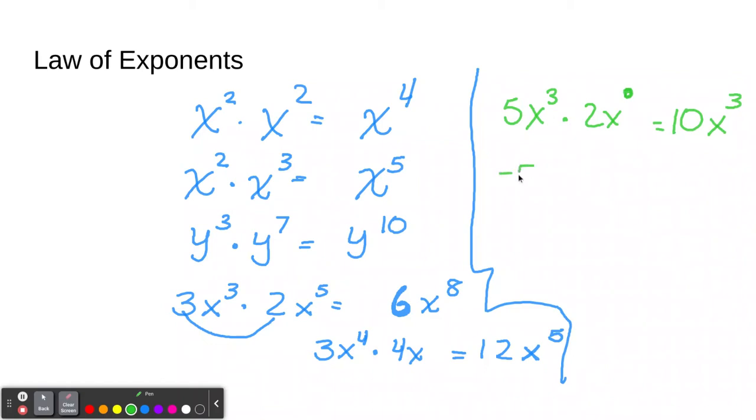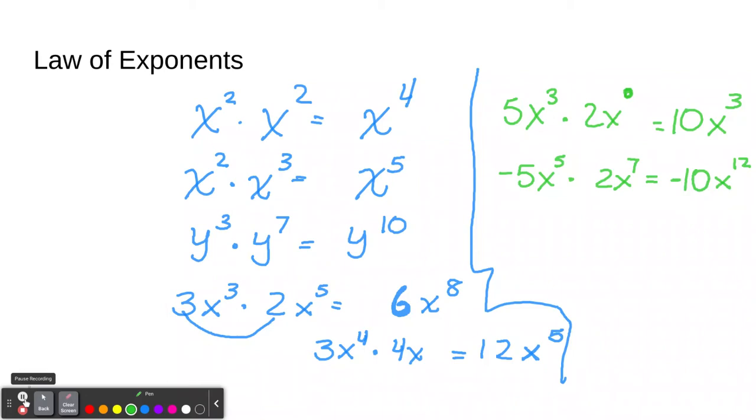What if we had negative 5x to the fifth times 2x to the seventh? What would this one be? So it'll be a negative 10. Just multiply. It'll be negative 10 now, right? Because negative 5 times 2 is negative 10. Same base, and you add the exponent. There we go.